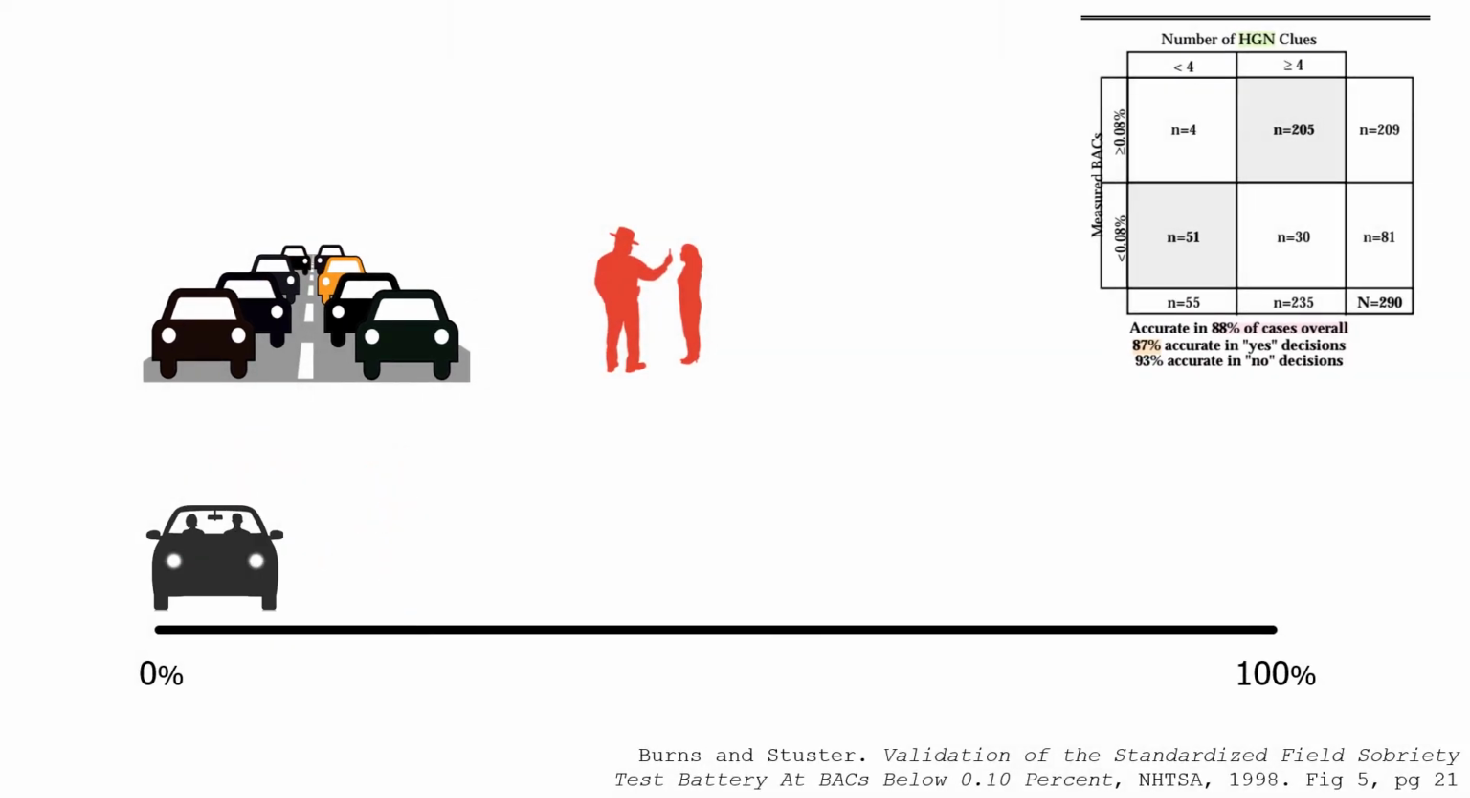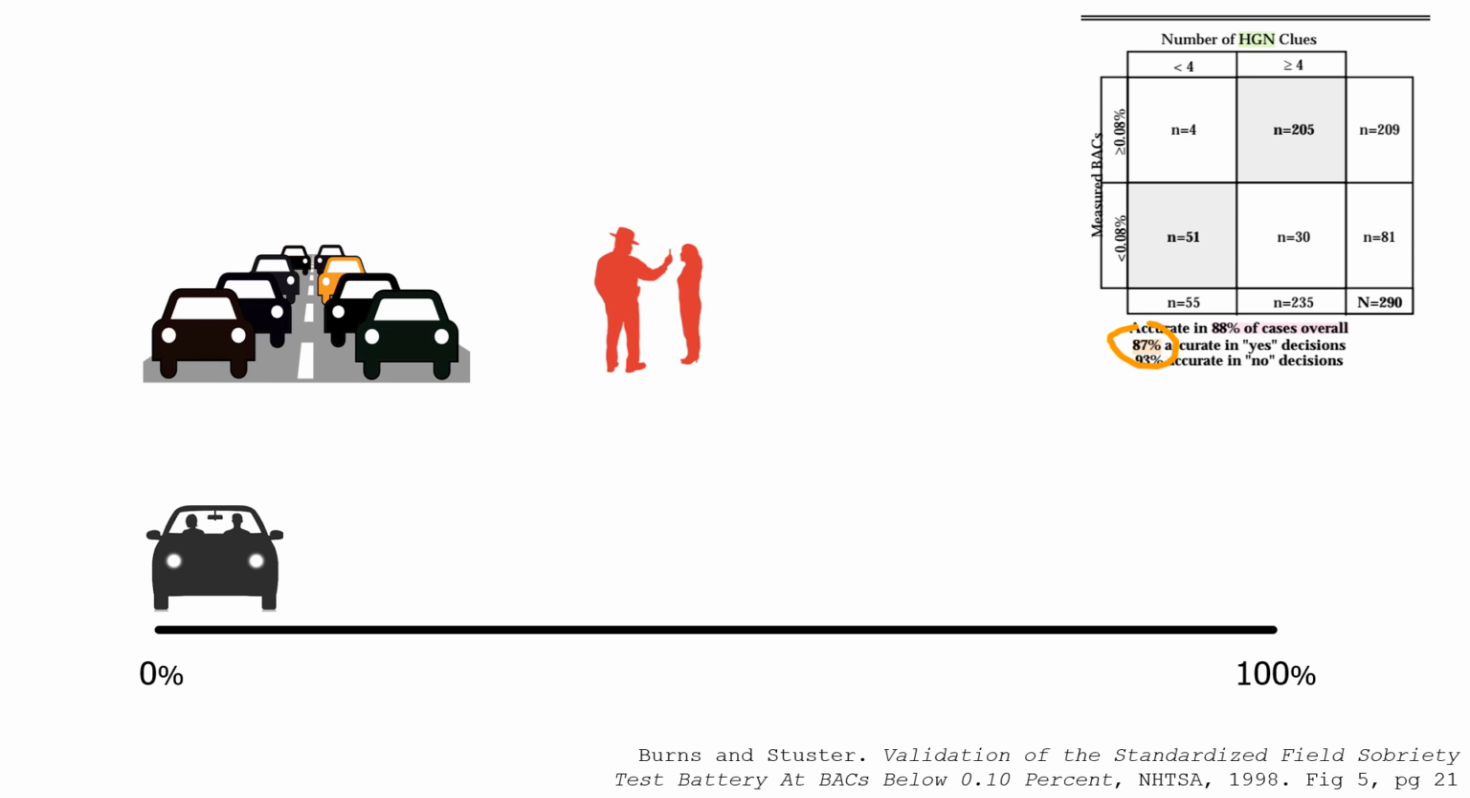Let's do some real SFST science. Up in the corner, I've copied and pasted the HGN accuracy table from NHTSA's canonical San Diego SFST validation study. Traffic police misuse of this table puts people in prison. This table works just like the colorful one we've been using. The orange accuracy, the arrest accuracy of the HGN, was 87%.